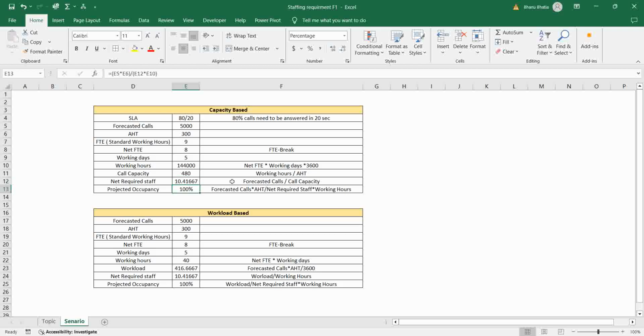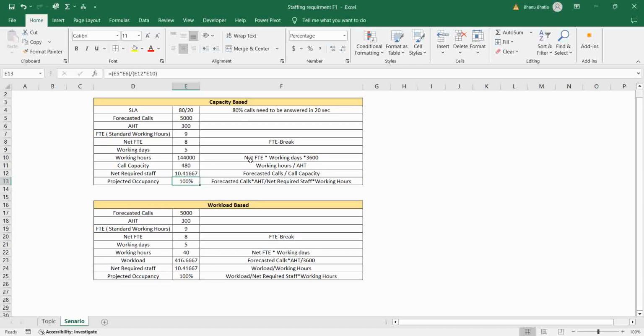For occupancy, I did reverse calculation of these things. So here we go. First of all, to project our occupancy, I multiply my forecasted calls with AHT and then divide it by my working hours into net required staff. So that's how my occupancy is coming 100%. So this is my capacity based staffing requirement.